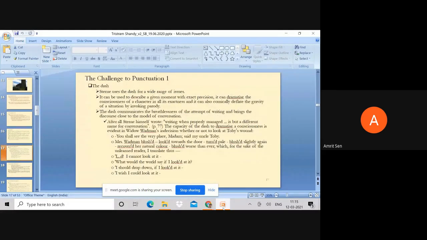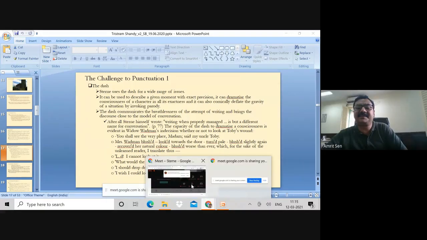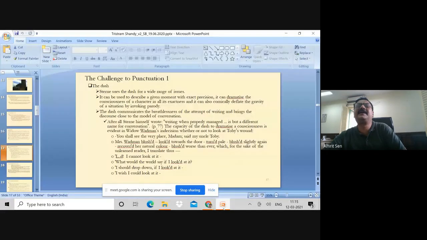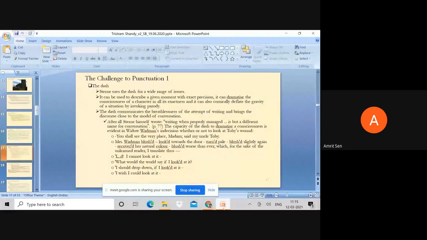Now, if this is one segment, Sterne's challenge to plot, character, digressions and time, then the other major challenge that Sterne posits is to punctuation. Sterne does this by the use of a number of punctuational forms. Sterne is satirizing and telling us that what we are reading is actually a book. So he is foregrounding the physicality of the book and the words written upon the black page.